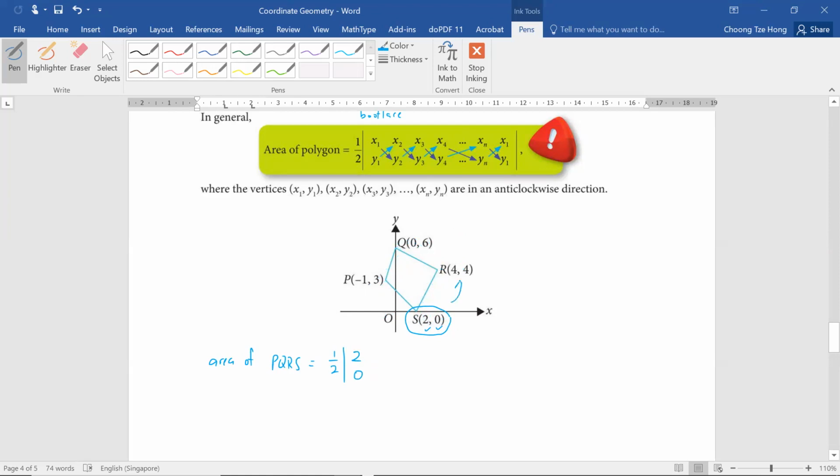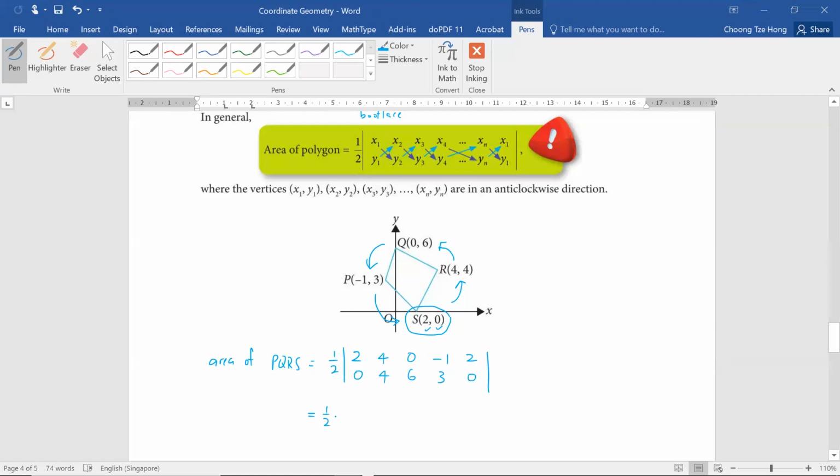Then you need to go in an anti-clockwise manner. So the next one we go to 4, 4. From 4, 4 we go to 0, 6. From 0, 6 we go to P, which is negative 1, 3. Then you always need to go back to the first point that you started with: 2, 0.